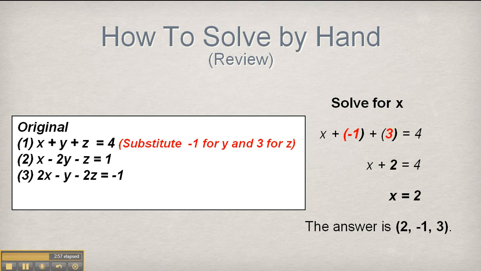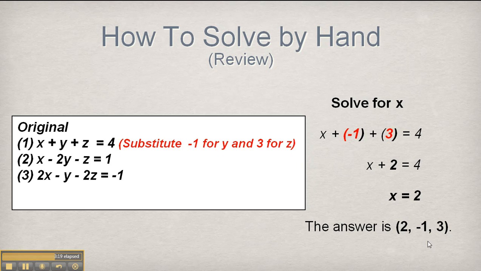Now we're going to take those two, and we're going to go back to the original first three equations. And once again, it doesn't matter if you use 1, 2, or 3. I'm using number 1 because it's just simple. And I put a -1 in for y and a 3 in for z. Add those together, gives you 2. Subtract 2 from both sides, and you get that x equals 2. So we have now gotten our answer. x is 2, y is -1, and z is 3.